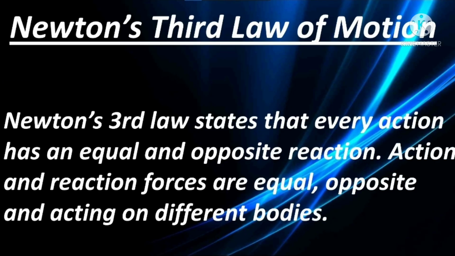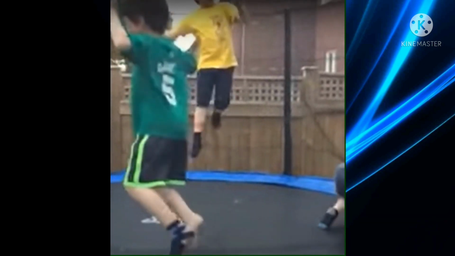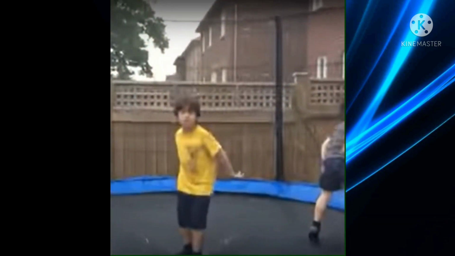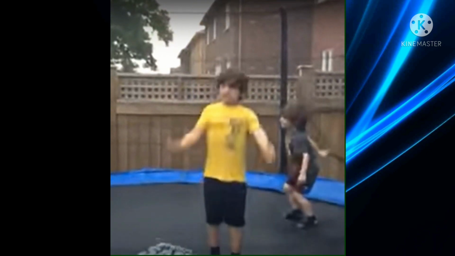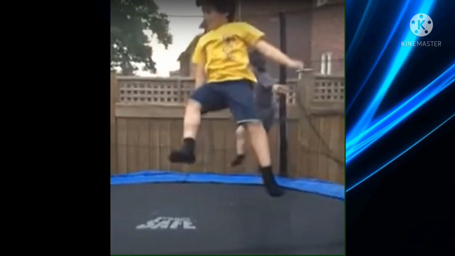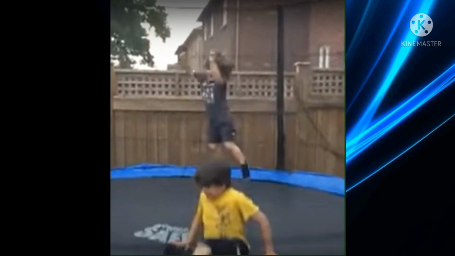Newton's third law of motion. Newton's third law states that every action has an equal and opposite reaction. Action and reaction forces are equal, opposite, and acting on different bodies. For example, as the boy jumps down, the trampoline pushes back in the opposite direction and causes the boy to go in the opposite direction.